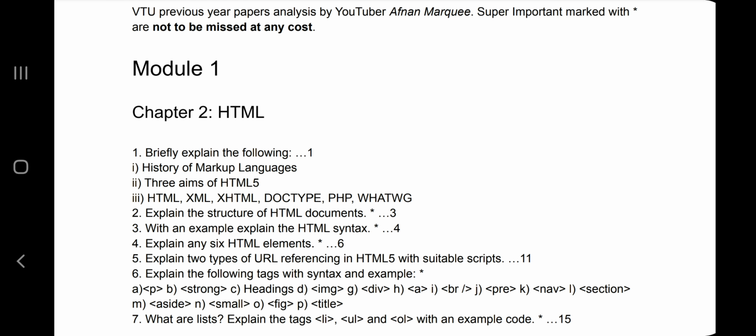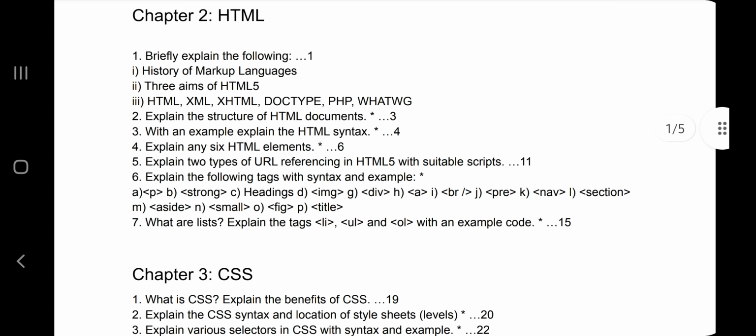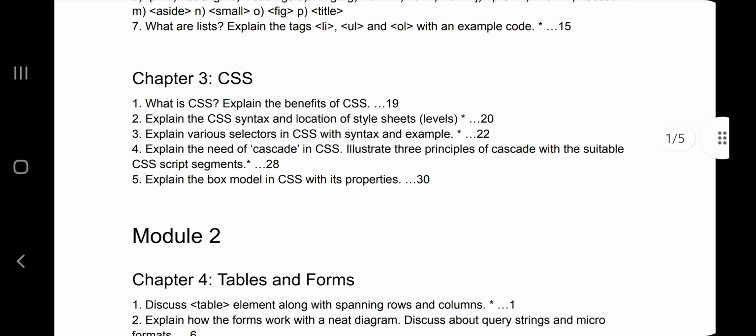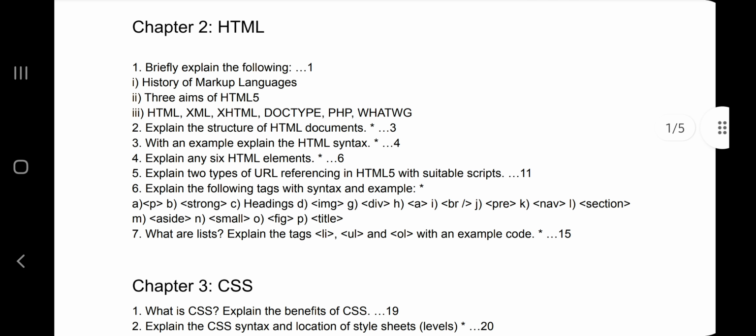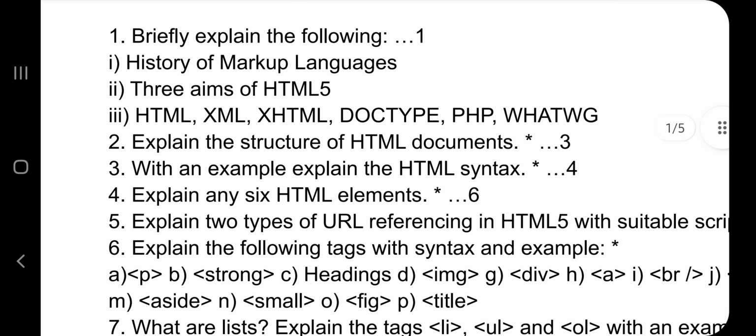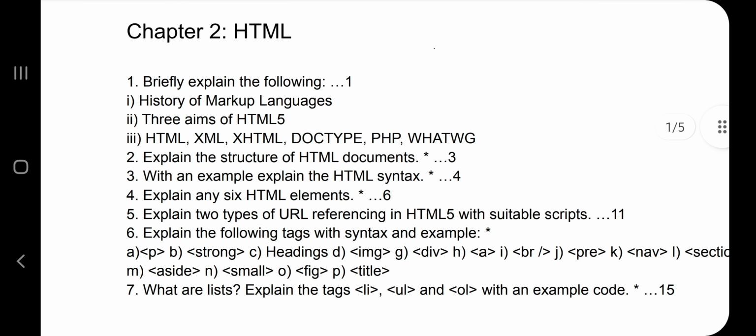So let's get started. In the first module, we have two main topics, HTML as well as CSS. Let me give you a brief overview of the questions. Here we have 7 questions and a few of them are super important. Same goes for CSS, a few questions are super important. Let's start with the first question, which is to briefly explain the following. There are sub questions: history of markup languages, 3 aims of HTML5, HTML, XML, XHTML, doctype, PHP and WHATWG. The answers or hints to the answers can be found on page number 1 of the PDF.